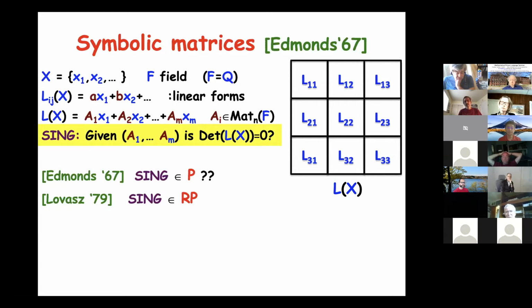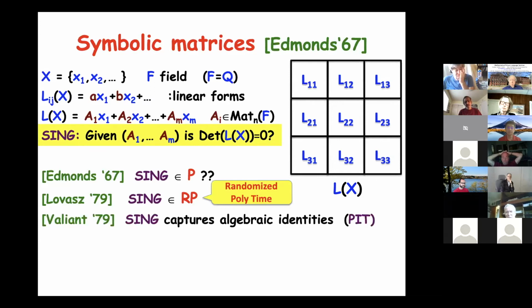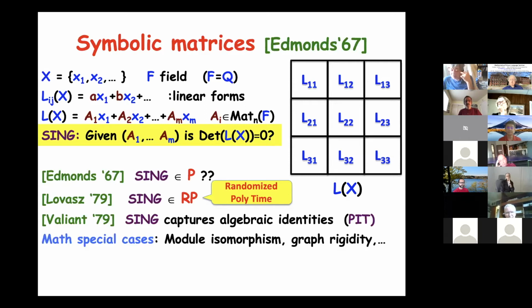Why is this problem interesting? There are several reasons. Valiant discovered, independently and unrelated, the same year, that this type of problem captures essentially all algebraic identities we care about. If you have your favorite ones, they can be expressed in this form: whether the determinant of a matrix is identically 0. So it's some kind of universality result for this problem. This problem also appears naturally in lots of areas of mathematics, such as module isomorphism, graph rigidity, and many others.